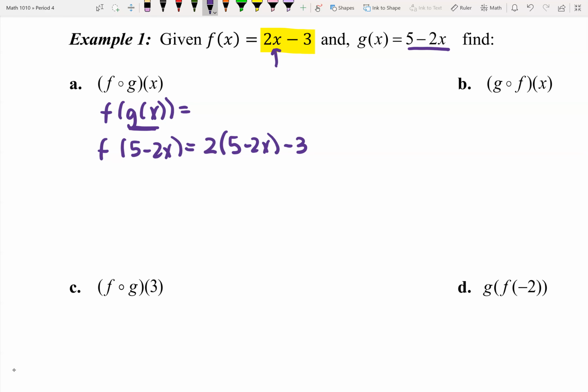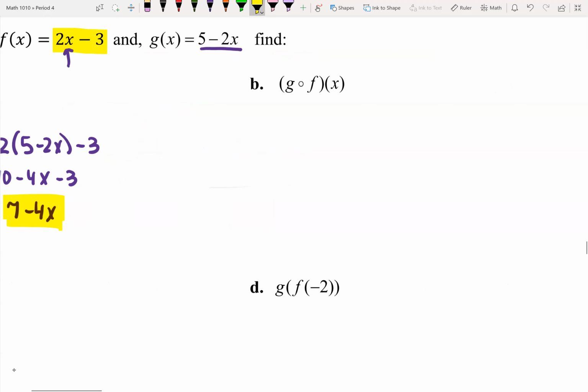Who says I'm following you? Give me a raise. Okay, great. Distribute the 2, and you get 10 minus 4x minus 3, and then 10 minus 3 is 7, so the answer is 7 minus 4x, and we're done. I didn't get like x equals 7 fourths or 4 sevenths. I'm not solving. I'm just simplifying. Just an expression, okay?